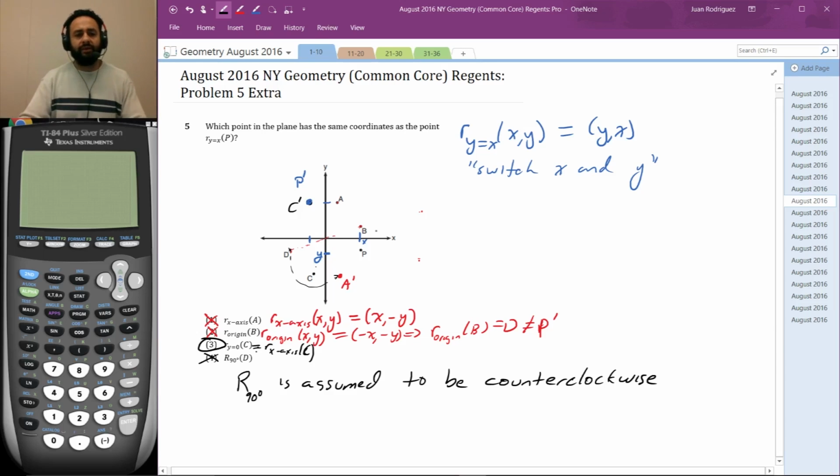Hopefully we've given enough information in this problem for you to evaluate the right answer and also to determine which of these answers was incorrect.